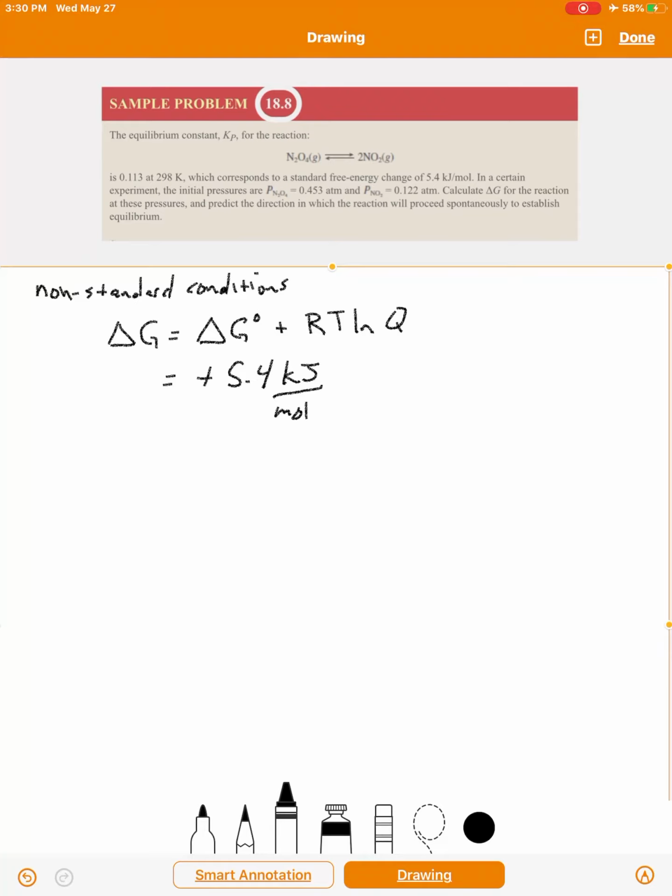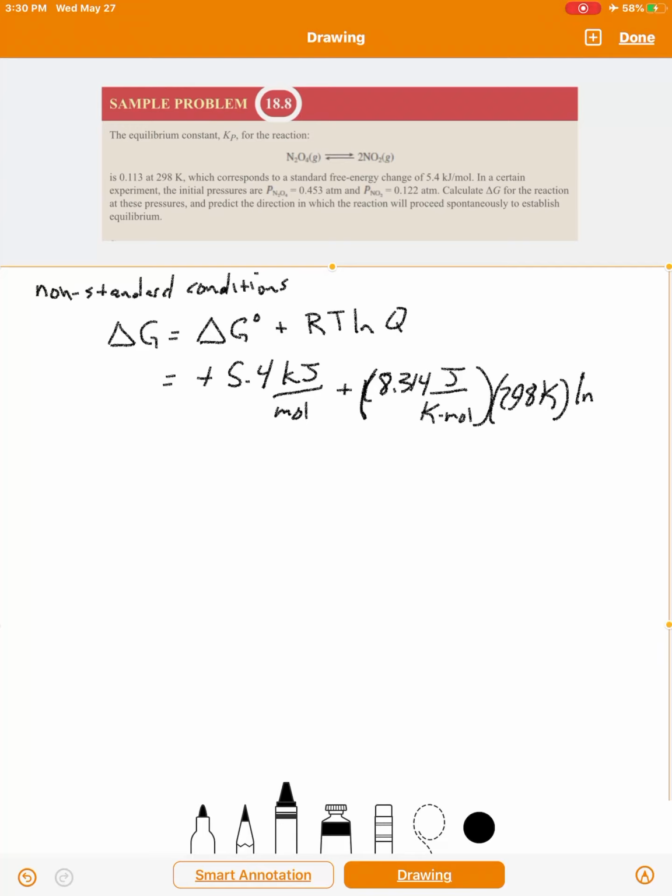So we're told that this is happening at 298 Kelvin. So we're going to add to that the value of R. Remember, R, when we're doing energy calculations, thermochemical or thermodynamic calculations, we use the 8.314, not the 0.08206. The temperature in this particular problem is the same, 298 Kelvin. And then we're going to multiply that by the natural log of Q.